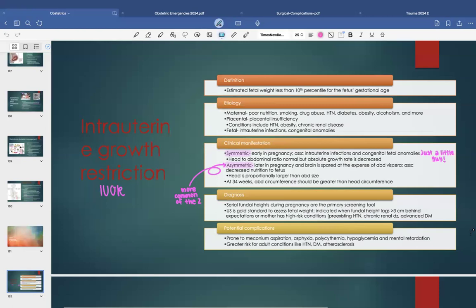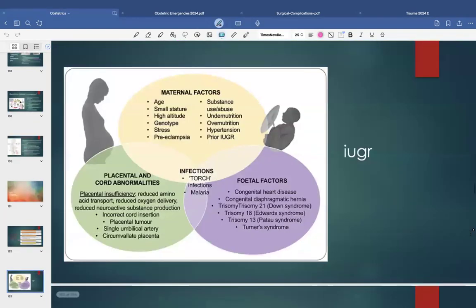Here is the chart where I said we would talk about the different causes, whether it be maternal, placental, or fetal. Right in the middle are those infections, TORCH infections, which we're briefly going to review because we've already done those in infectious and in peds, as well as malaria. But that's just a resource.